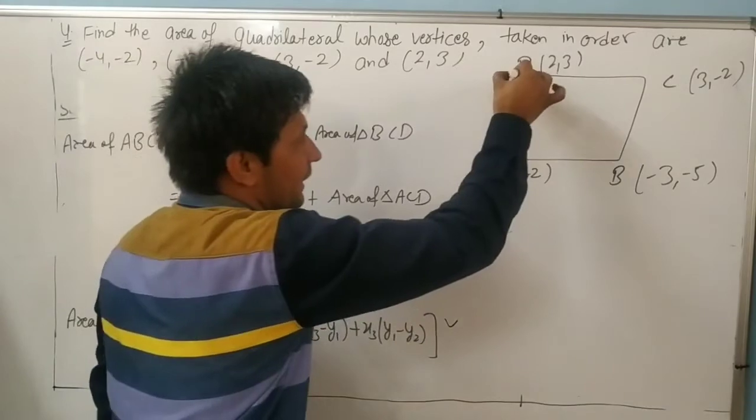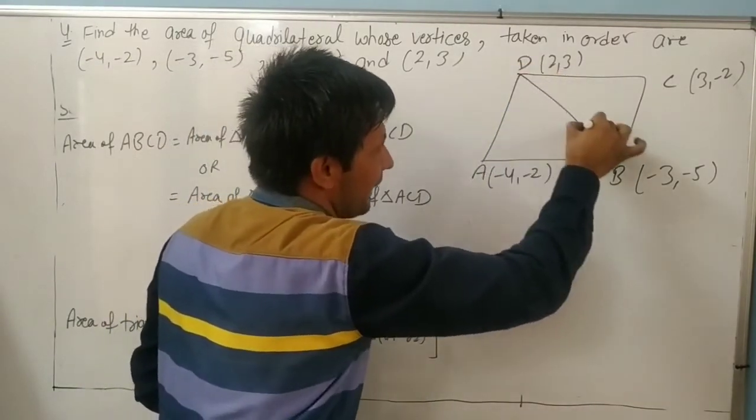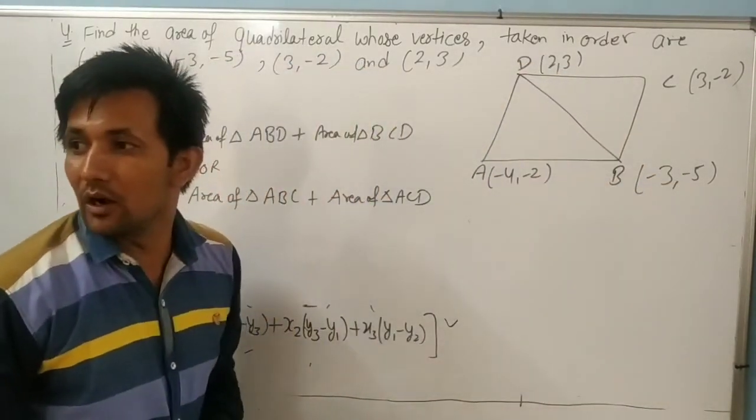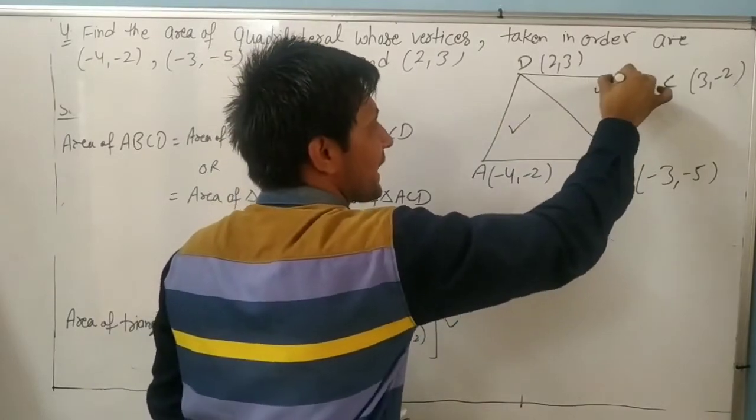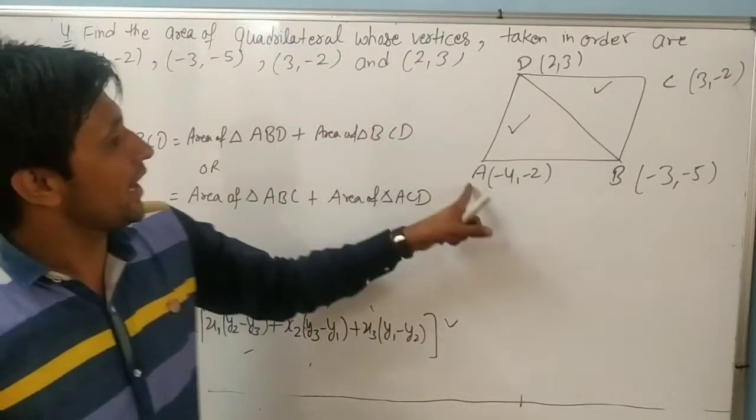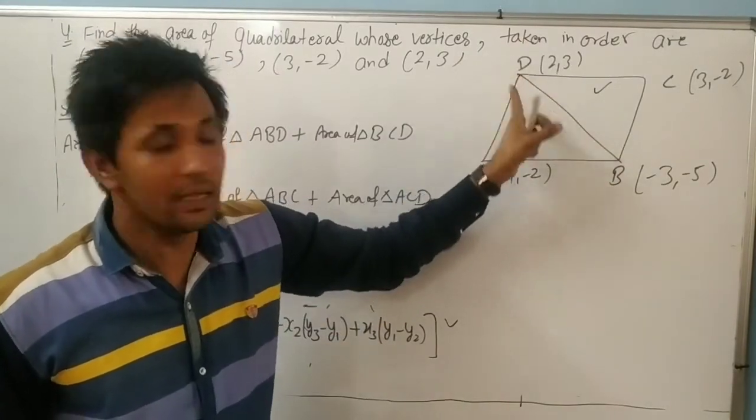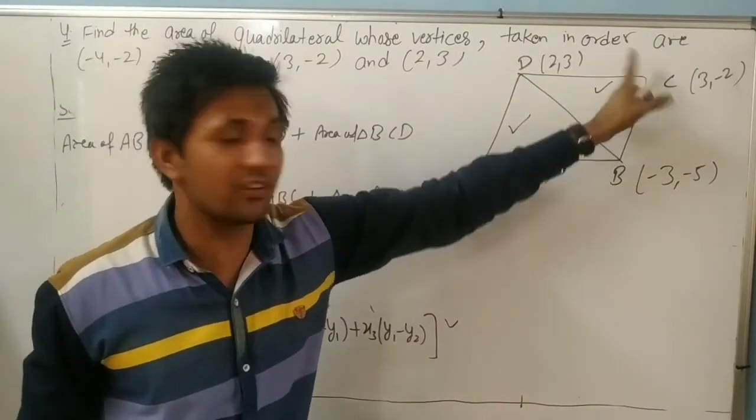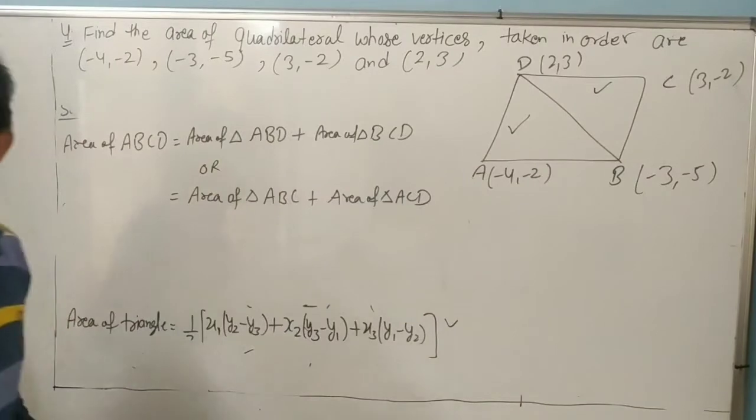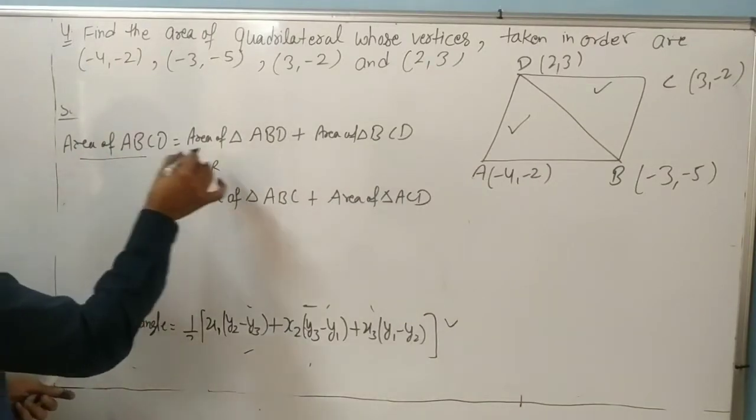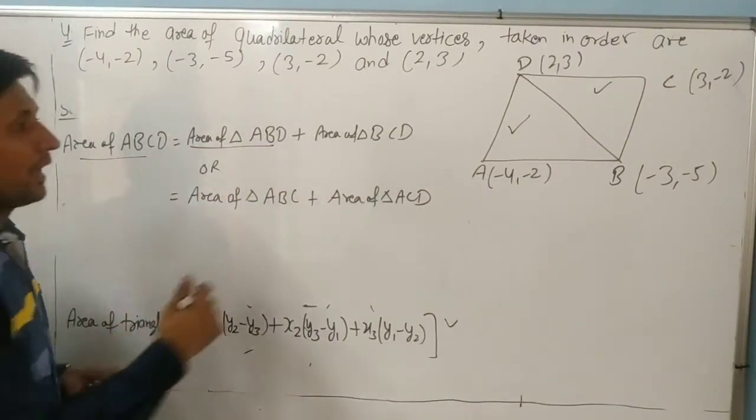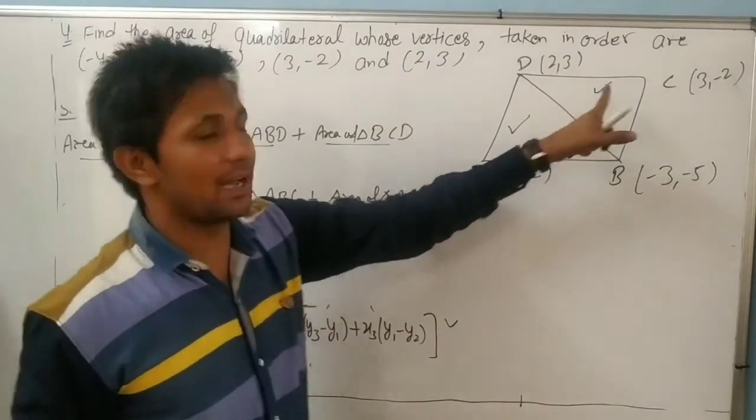So first, tell me dear, can we divide it into two triangles or not? First triangle, second triangle. So the area of ABCD is the area of ABD plus the area of BCD.